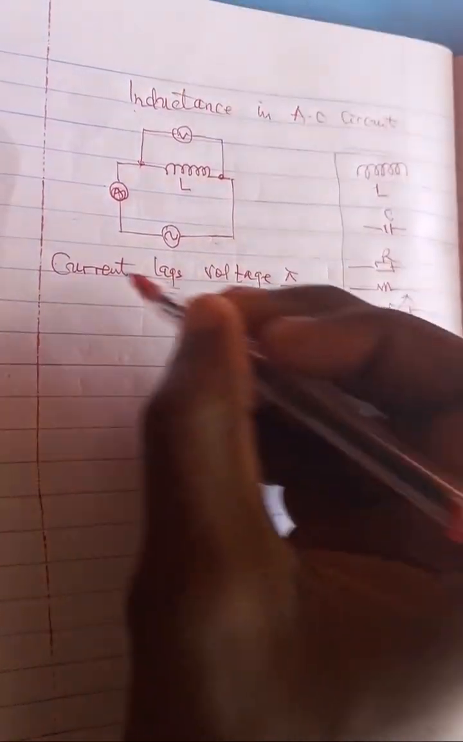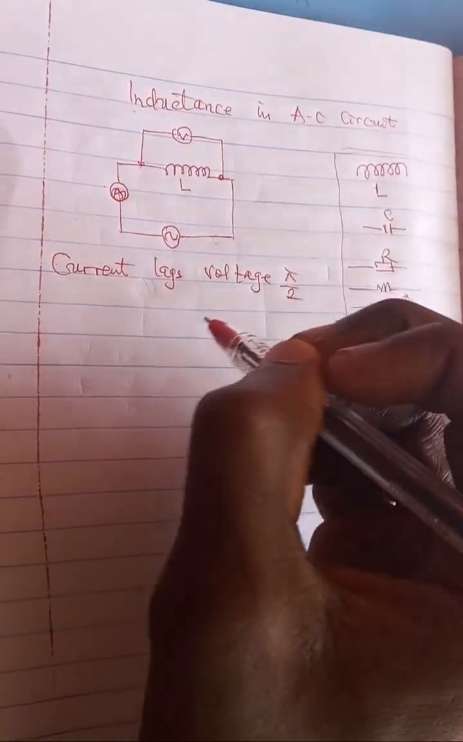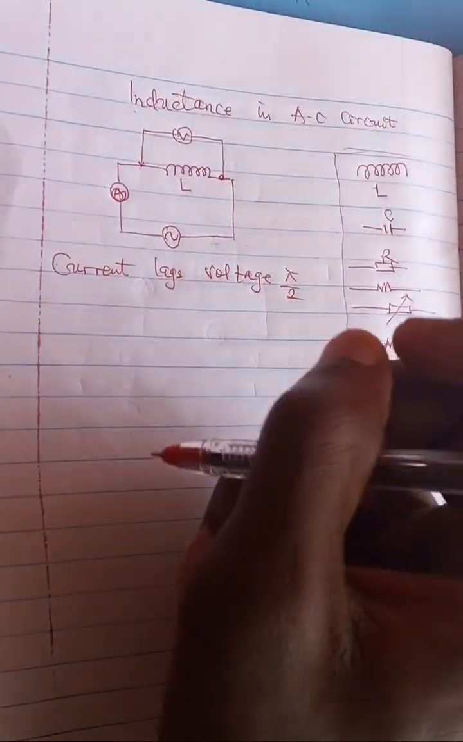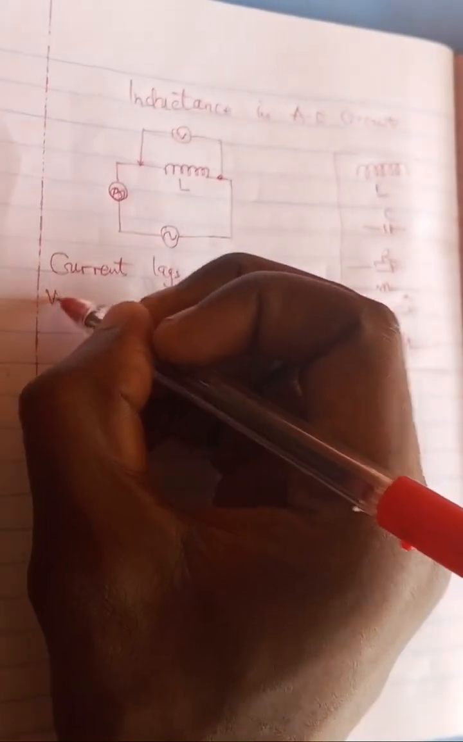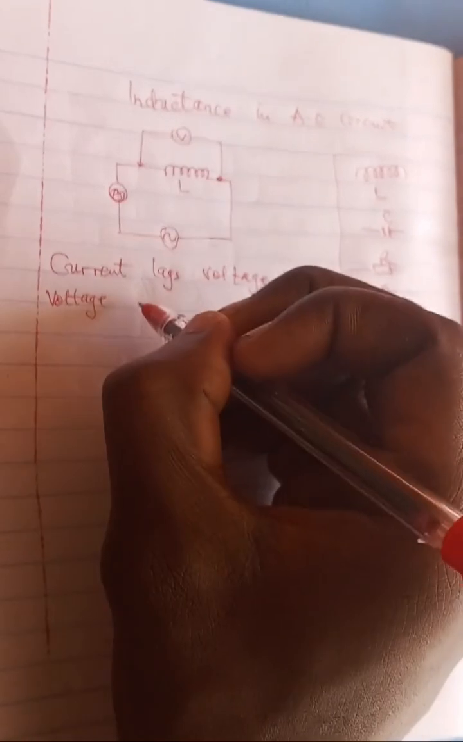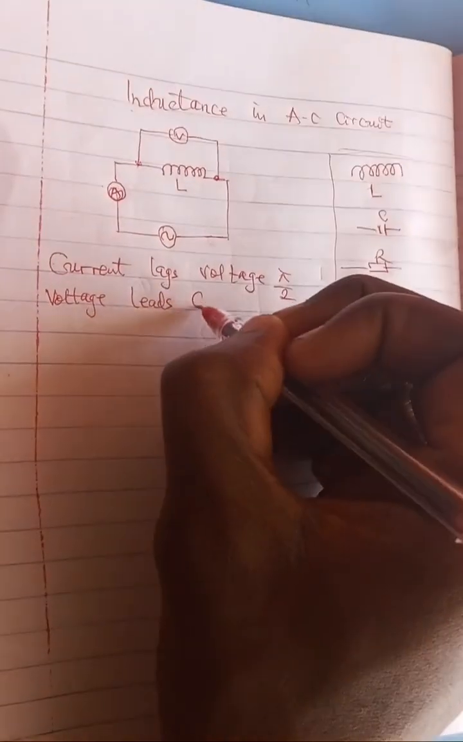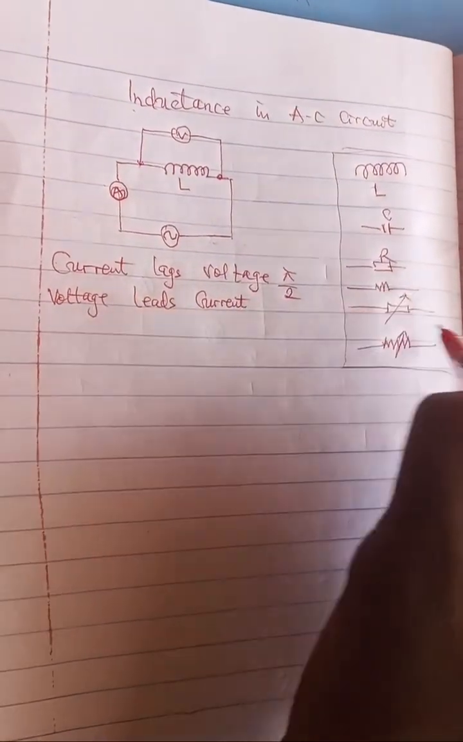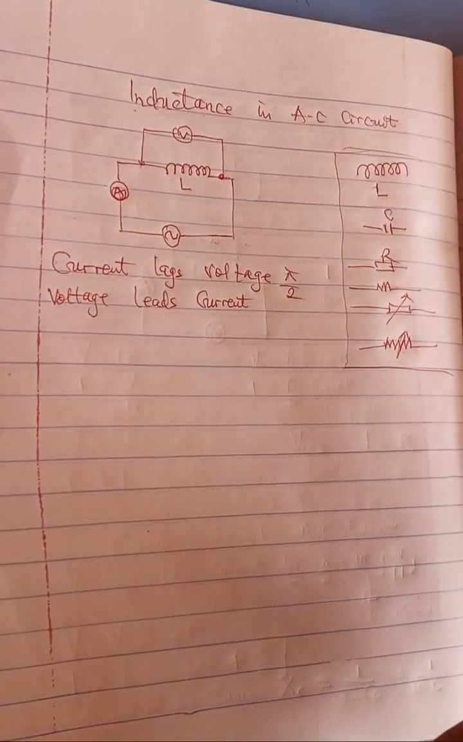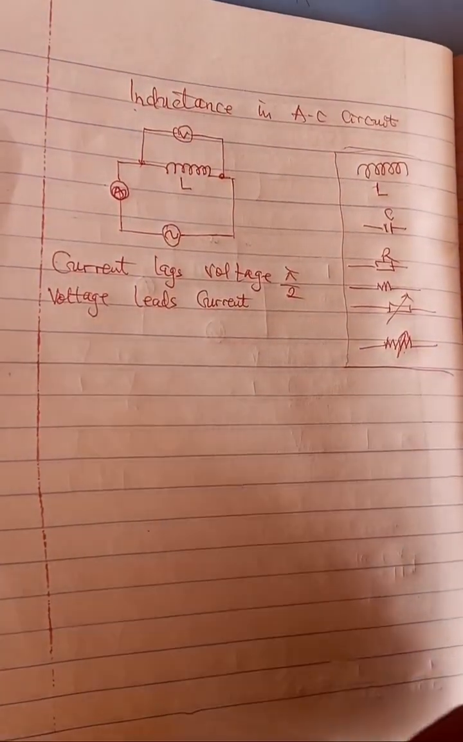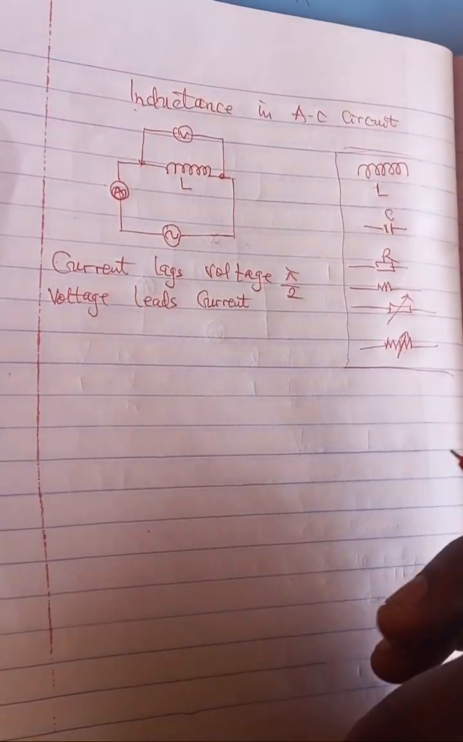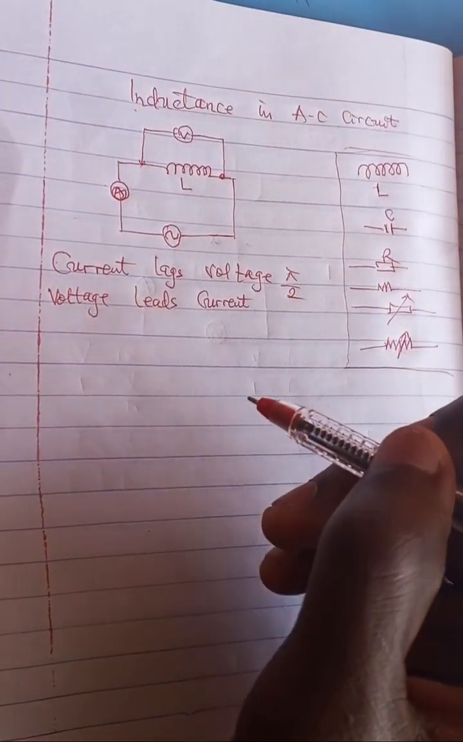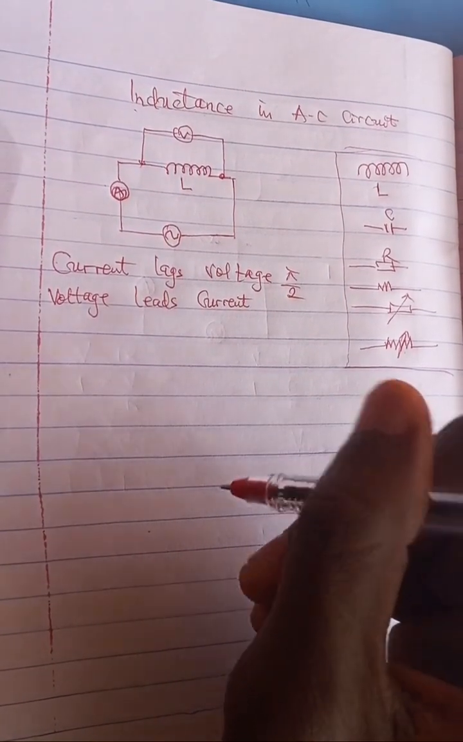Then if current lags voltage, it simply means that voltage is leading current. Another way you can say it is that voltage leads current. So it is still the same statement. In the other one, current leads voltage or voltage lags current. So take note of it, very important, by an angle of pi by 2.